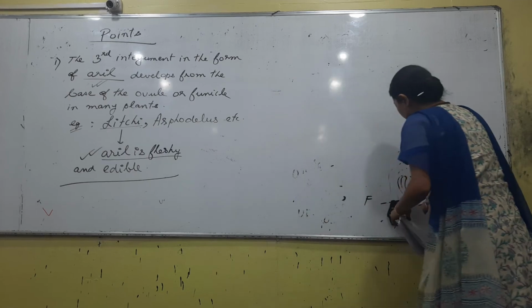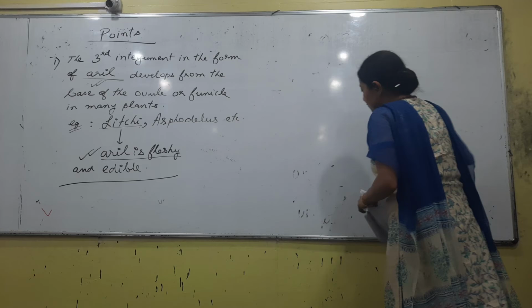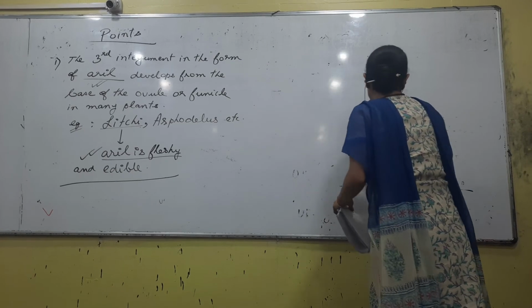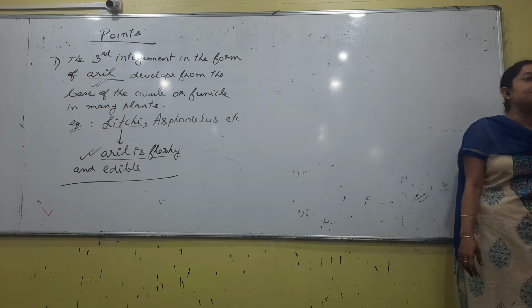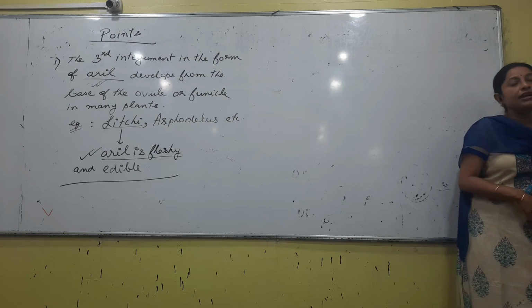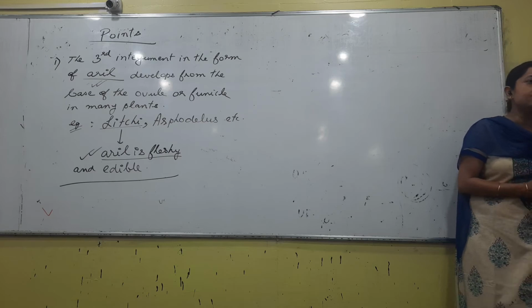Okay, if you talk about fruit, the part that we eat varies from plant to plant. If you are talking about the edible part being an ovary, for example mango, the ovary is what we eat. If you talk about the edible part as a thalamus, apple, strawberry, etc.